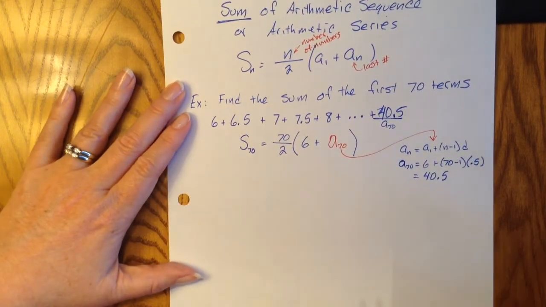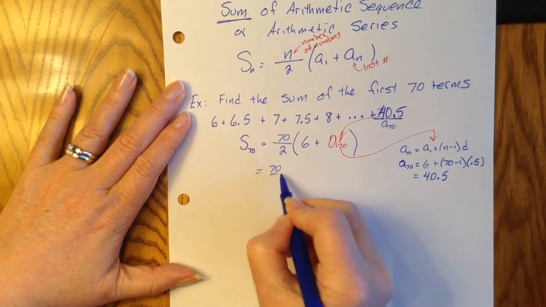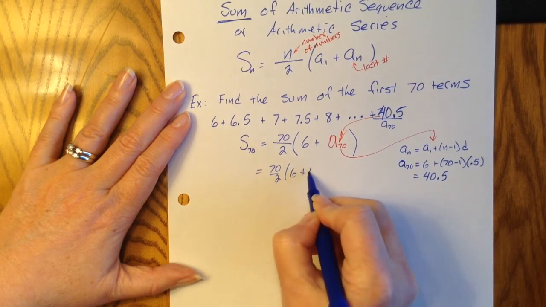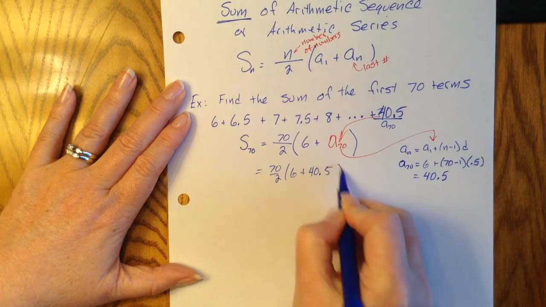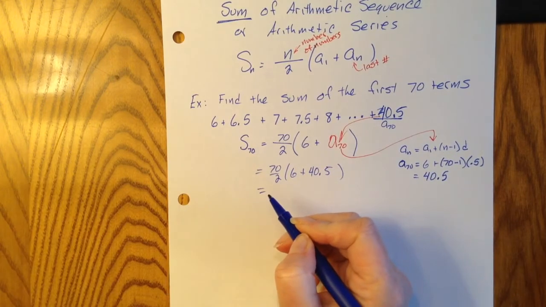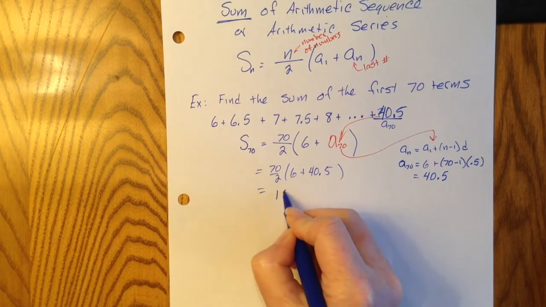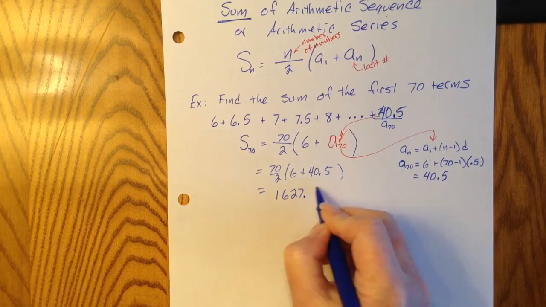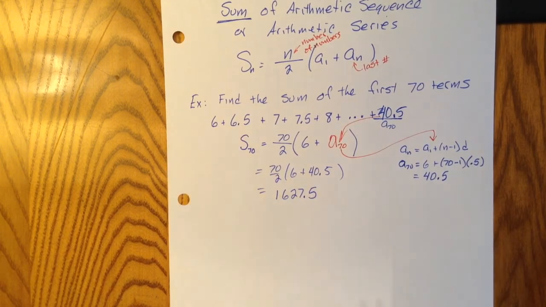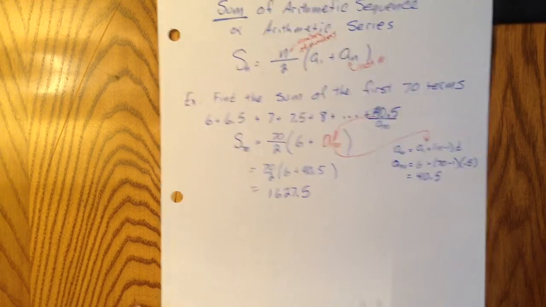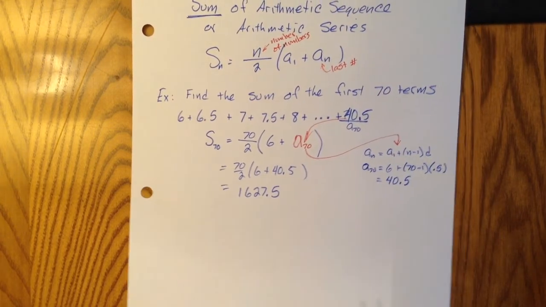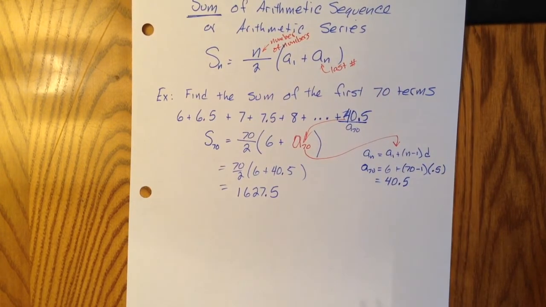So all I have to do is fill that in right here. So we have 70 over 2, 6 plus 40.5. Go ahead, use your calculator, and I got 1,627.5. I know, right? That's kind of fun. I know, I told you it would be. Hey, I wonder if we could do another example.